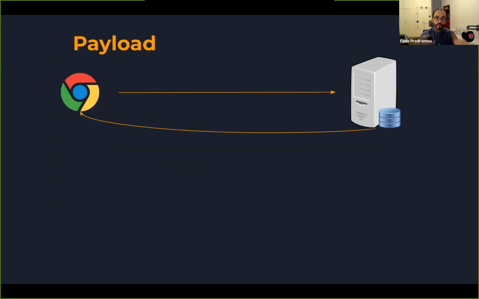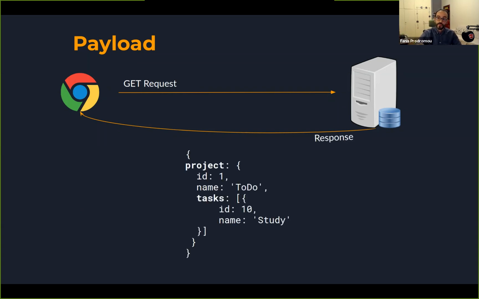In order to have a common understanding for this talk, let's discuss what the payload is and what kind of payload we are going to exchange between the backend and the front end. Imagine that the front end sends a GET request to the server, the backend, and the backend responds back with this small JSON object. It's just a project with 3 properties, and we also have tasks, which is another property that has an array of some objects.